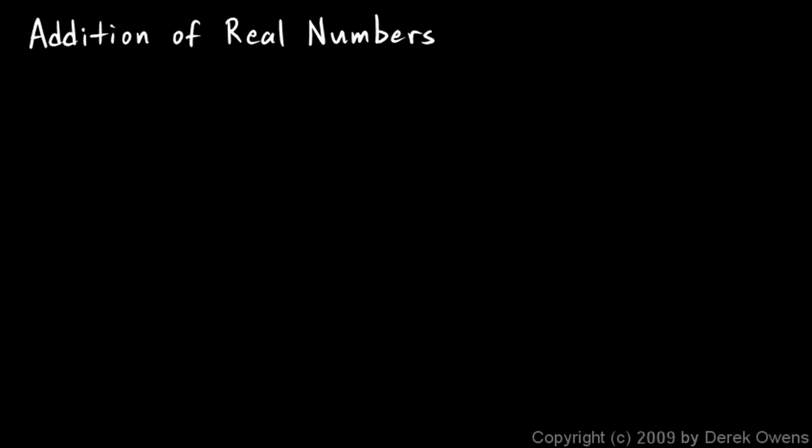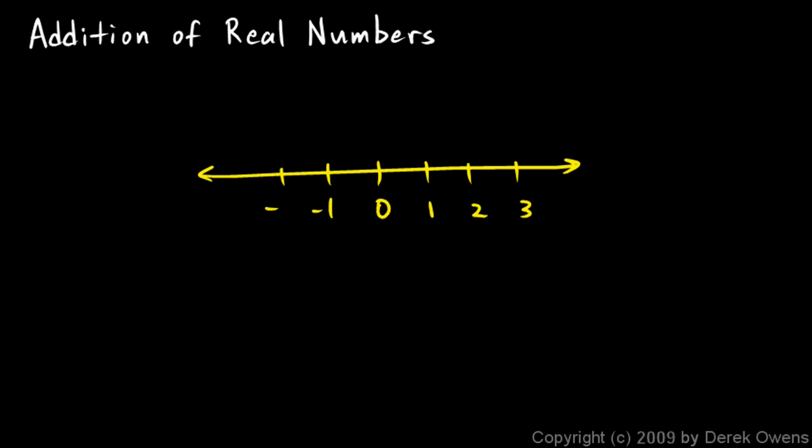Now we're going to talk about addition of real numbers. And by real numbers, we mean any number on the real number line. So if you have, for example, the numbers 1, 2, and 3, and so on going to the right, and -1, -2, and -3, and so on going to the left, and fractional values too, like you could have the number 1.6 right here, or -2.2 right there.